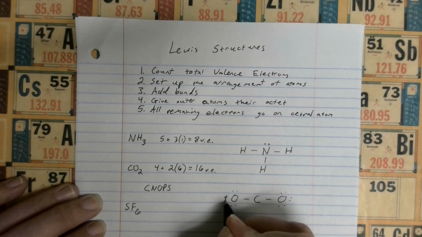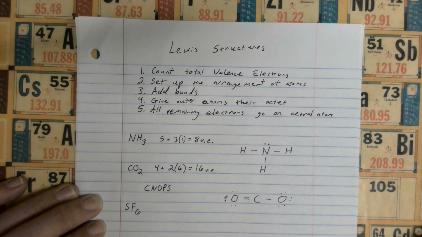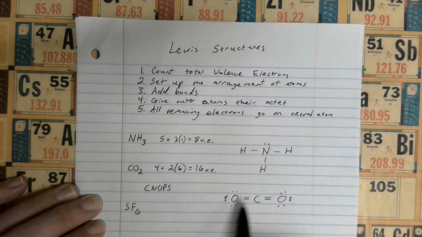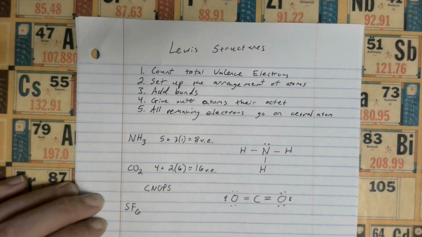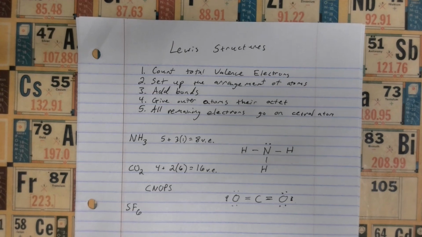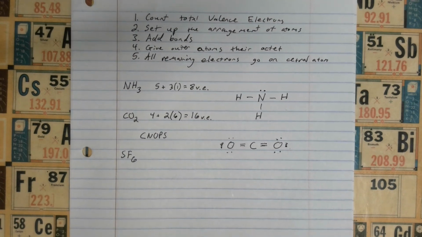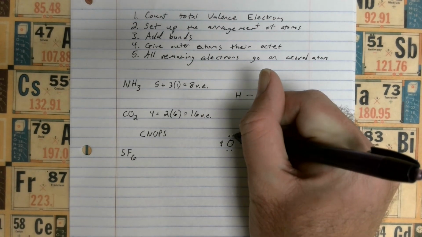So if I get rid of these two and make that a double bond, now I have 2, 4, 6, 8, 10, 12, 14, 16. I've still used 16, but now carbon still only has 6. 2, 4, 6. So we're probably going to have to do it again. So do that. So now 2, 4, 6, 8, 10, 12, 14, 16. There we go. Carbon's good. And we've used all of our 16 electrons. So that's how that one's going to look. 2 double bonds on the CO2. Let me make those a little bit darker.